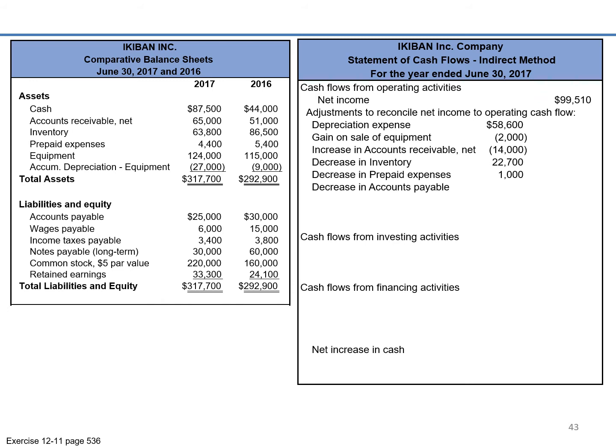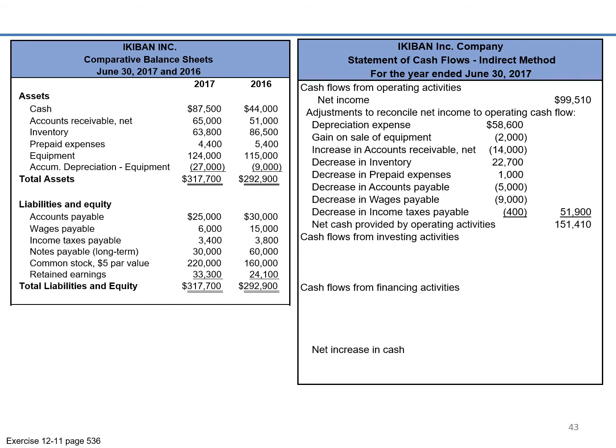Current accounts payable is a current liability, belongs in the operating cash flow section. So that's a decrease of 5. Decreases in current liabilities are also decreases in cash. We have a decrease in wages payable of $9,000, so that's also going to decrease cash. We have a decrease of income tax payable of $400, so that's also going to decrease cash. And I think that's all of our current. Okay. So we have net cash provided by operating activities of $151,410.